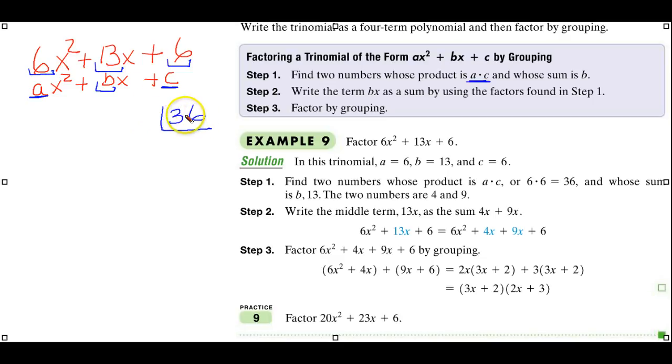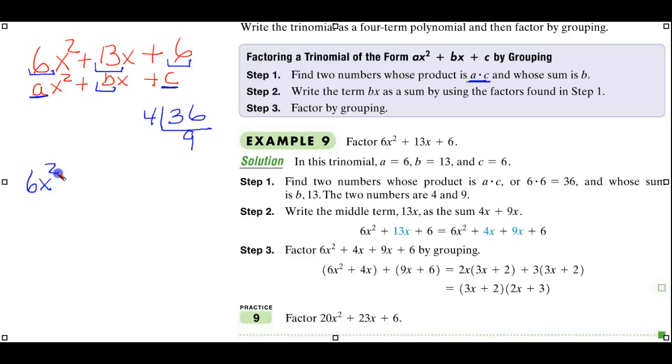So we try different ones out. 1 times 36? No. 2 times 18? No. How about 4 times 9? That adds up to 13. So now what I do is I rewrite my trinomial into a 4-term polynomial.